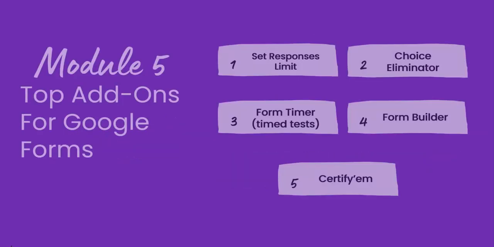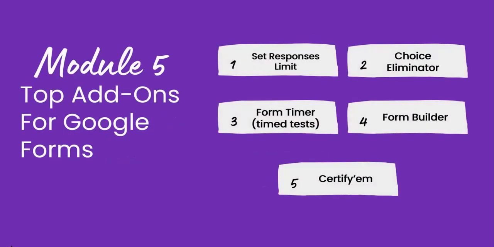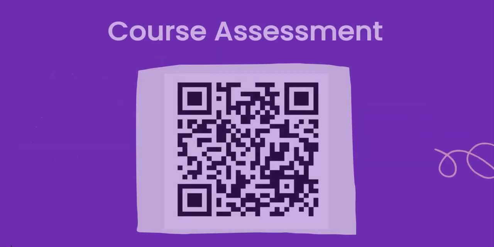And then module 5, we will look at top add-ons for Google Form, how we can limit responses, Choice Eliminator, Form Timer, Form Builder, and Certify'em. So all these add-ons, we're going to look at them, how we can actually integrate them with our form to make our form much more powerful and useful.